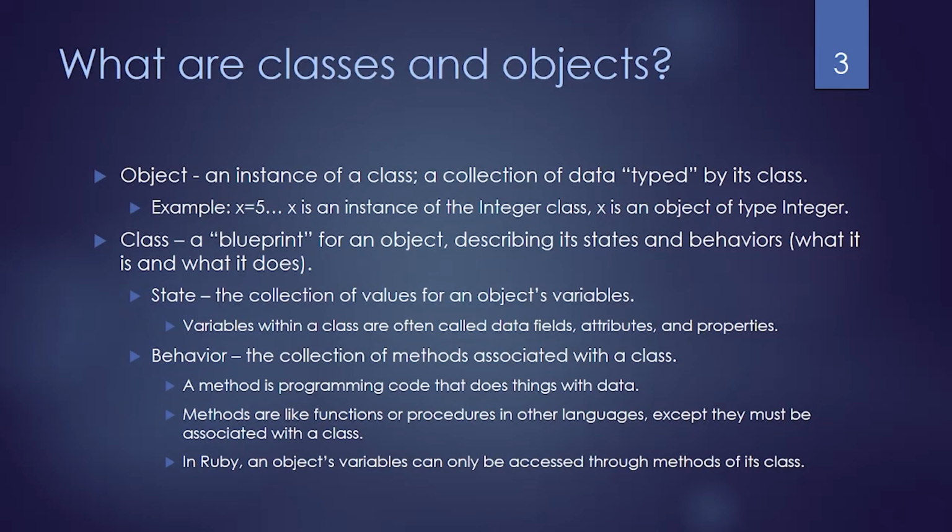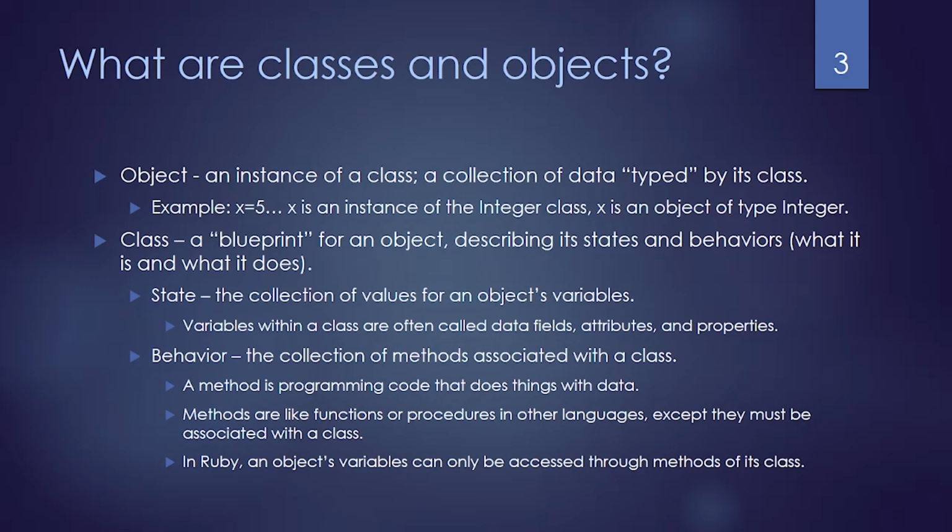Okay, so we're going to be covering a lot of terminology as we go along, but I'd like to start off with classes and objects. An object is just an instance of a class, or you can say it's a bit of data that's typed by its class. To give an example, when you say x equals 5, x would be an instance of the integer class, or you can say x is an object of type integer.